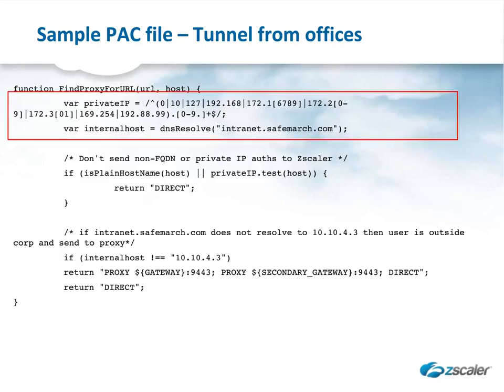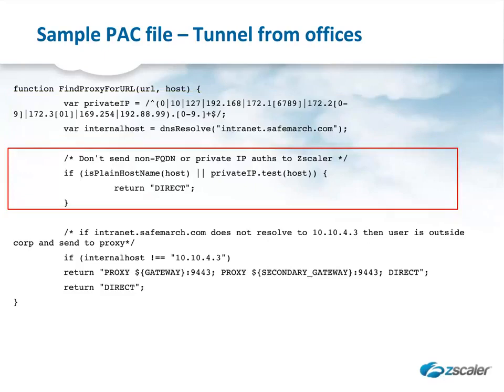These first two statements create variables that we will use later in the file. The first is a list of all RFC 1918 internal IP addresses stored as the variable private IP. The second tells the system to resolve the hostname intranet.safemarch.com and store the resulting IP address as the variable internal host.